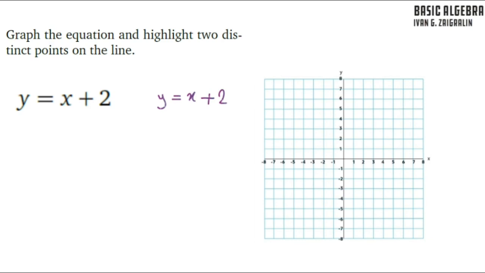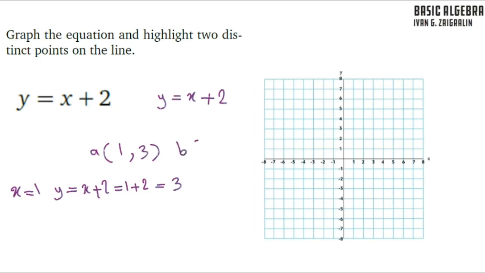This is a Cartesian graph, and for graphing this equation we need 2 points. So the first point is A. If x is 1, y equals x plus 2, which equals 1 plus 2, and y equals 3, and the first pair is 1 and 3.